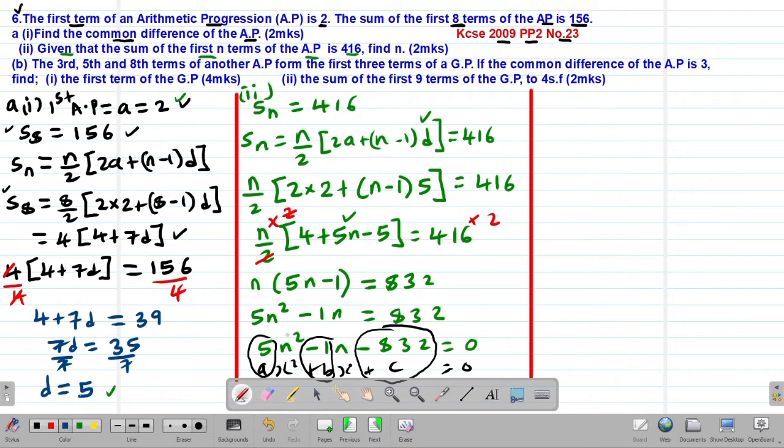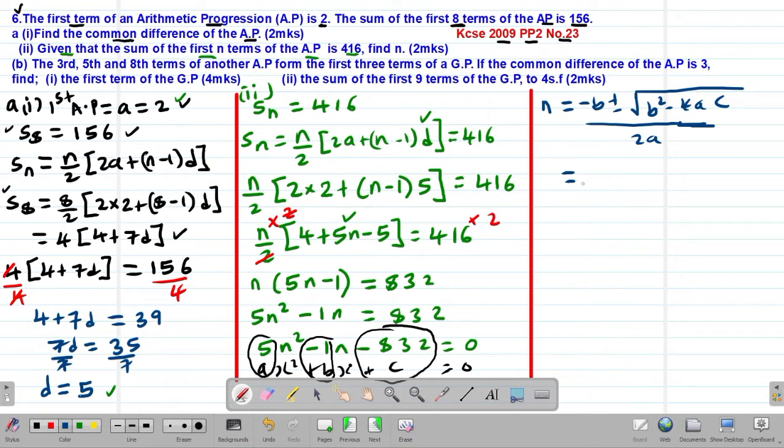So this will give us the following. The quadratic formula requires that the value of n be given by -b plus or minus the square root of b squared minus 4ac, the whole thing divided by 2a. Remember, this formula is found at the back of your math table, so you don't need to cram it.